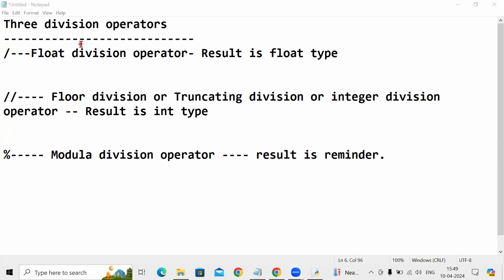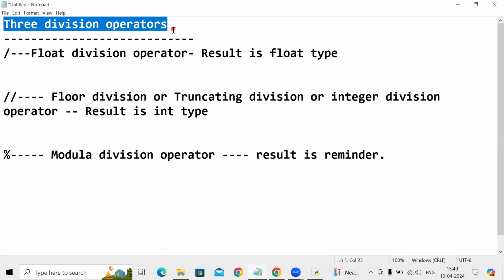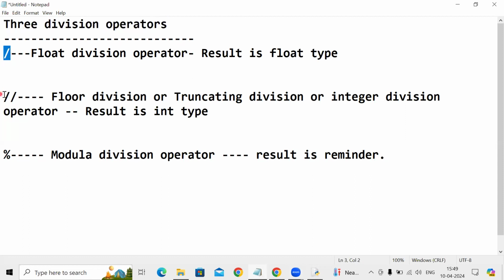In this video, I will discuss three division operators. I saw many people getting confused by these three division operators. I will explain with examples, then you can understand the difference between these three operators.